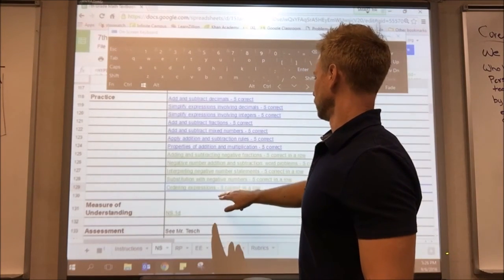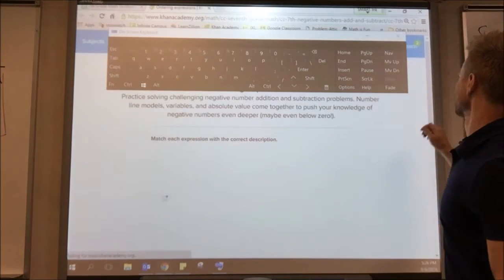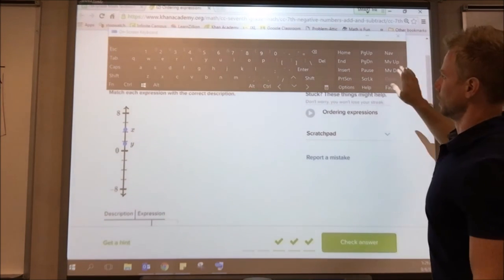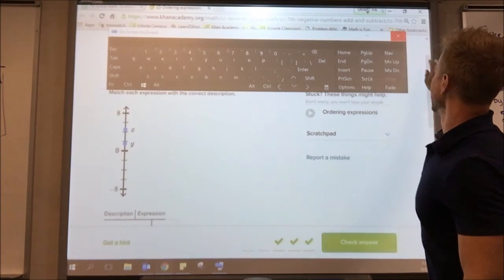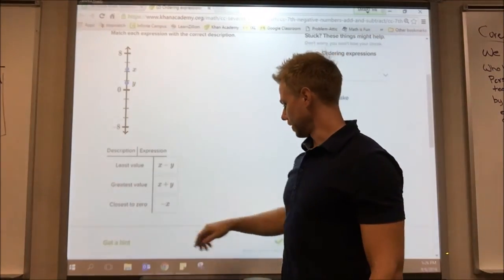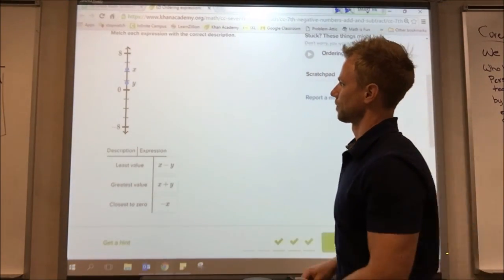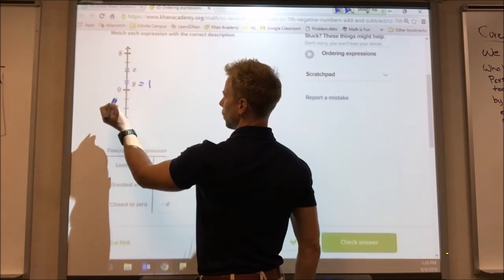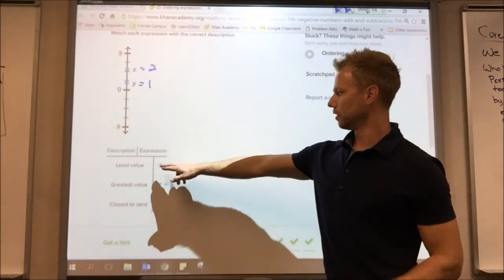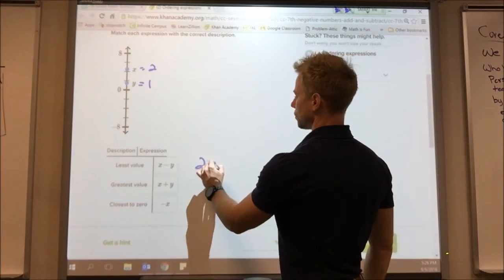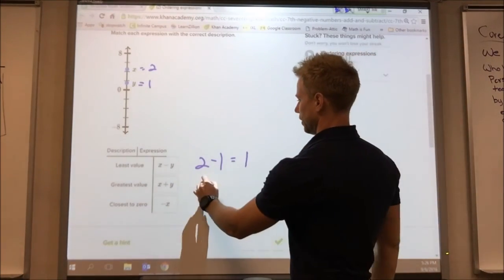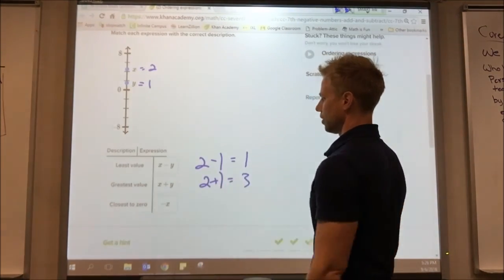Oh, maybe I should do one more. Okay, one more. We have a vertical number line. Again, we need least value, greatest value, closest to 0. Okay, so y is really close to 1. We'll say it's 1. X is really close to 2. So we'll say it's 2. We need to do x minus y, or 2 minus 1, which is just 1. X plus y, 2 plus 1 is 3.